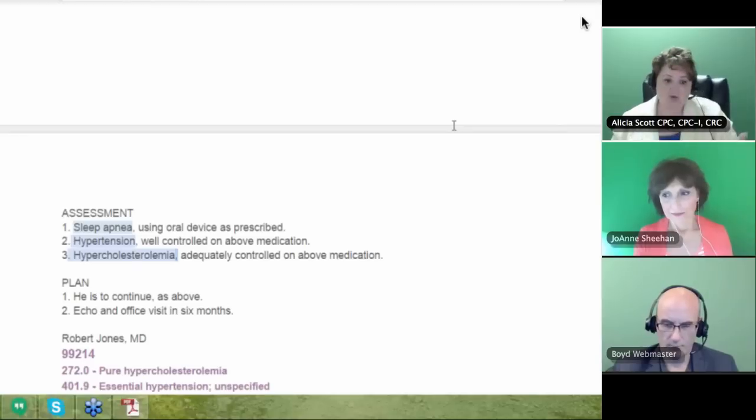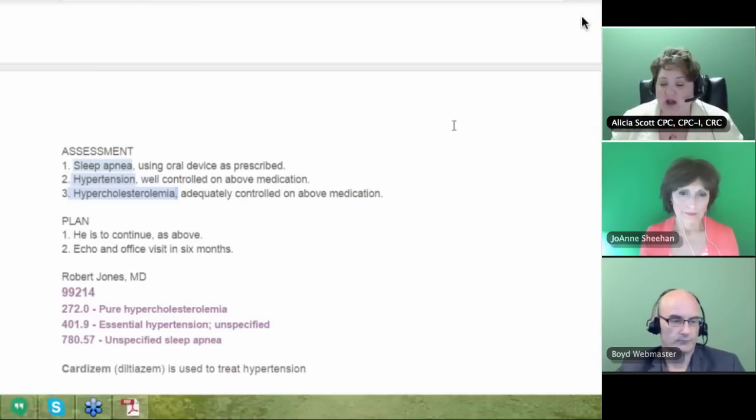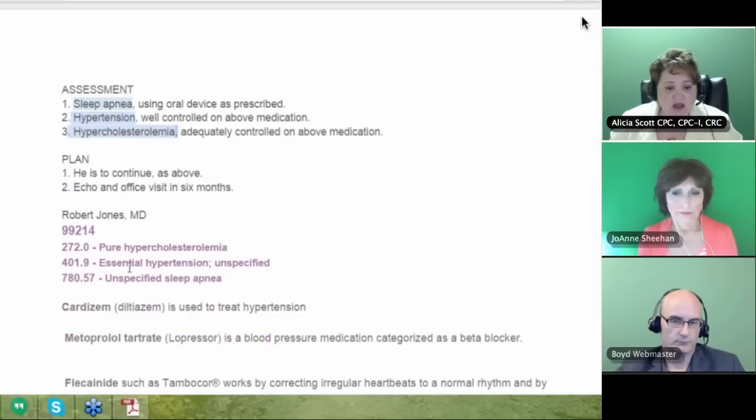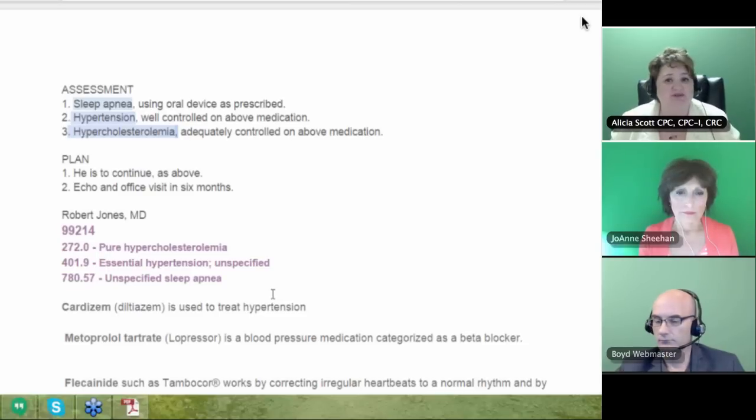So we're stuck with, or I don't want to say stuck with, we're limited to, because I always want to code things, sleep apnea, hypertension, and the hypercholesterolemia. And so this person got a 99214 as well. The pure hypercholesterolemia is 272.0, 401.9 for the hypertension, and sleep apnea 780.57. Those are very, very common codes, especially the first two, and you'll probably have them memorized. Even though you're not supposed to memorize codes, you really can't help it when you do them over and over.